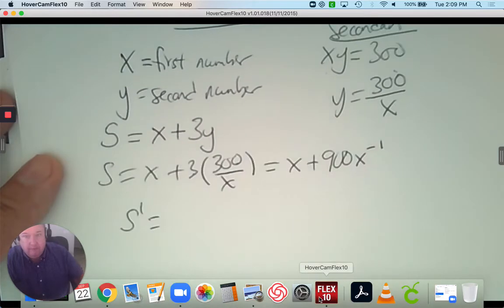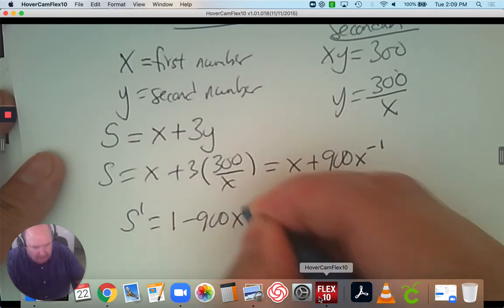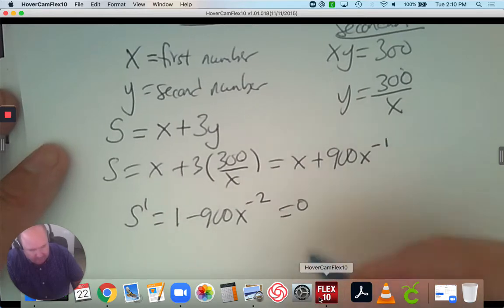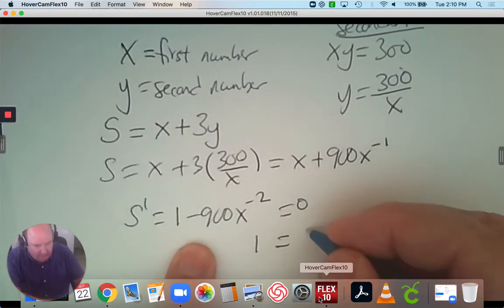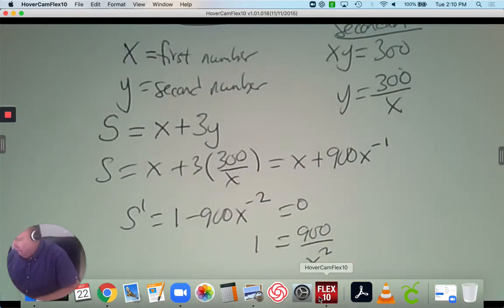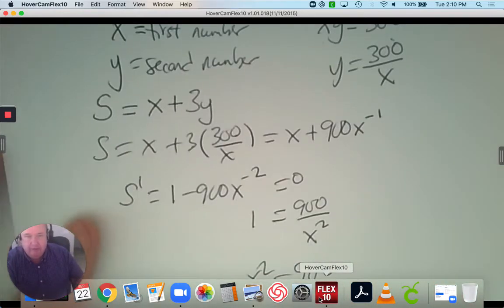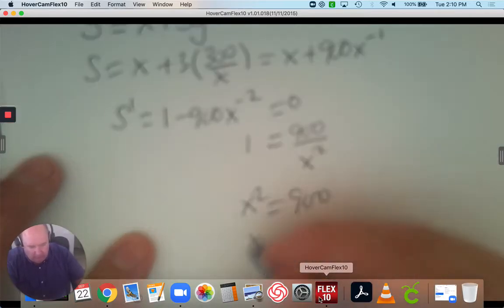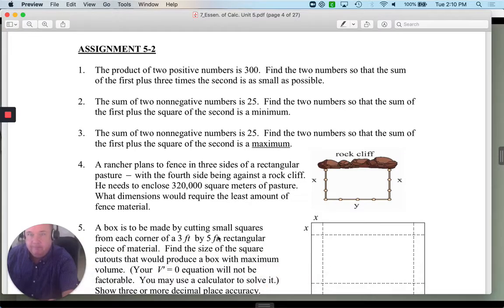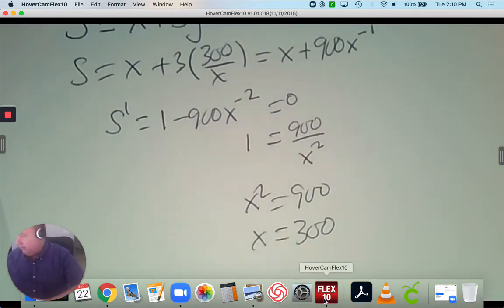Next, I'm going to take the derivative of that. So the derivative of this is 1 minus 900 x to the negative 2, and make it equal to 0. So I'm going to add 900 to the other side, and then x to the negative 2 is really x squared. Multiply both sides by x squared, and then square root. Now, in the question, did it say they're both positive numbers? Yeah. So they're both positive numbers, so the only critical number would be 30.